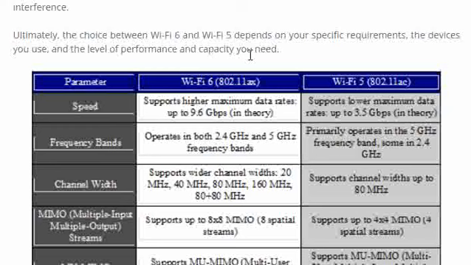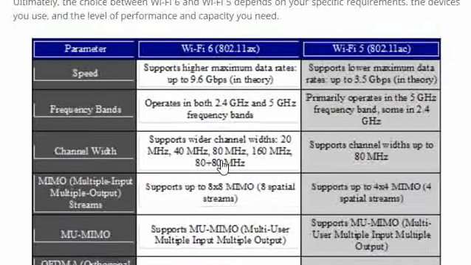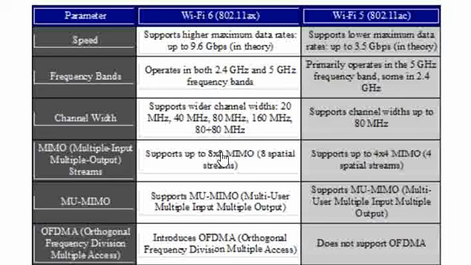Wi-Fi 5 uses only up to 80 megahertz channel width, whereas Wi-Fi 6 has various channel widths like 20, 40, 80, 160, and 80 plus 80 megahertz. So various bandwidths are being supported here on Wi-Fi 6, and MIMO, which is multiple input, multiple output streams. Eight spatial streams are supported in Wi-Fi 6, whereas four spatial streams are supported in Wi-Fi 5, and multiple user MIMO is basically supported in both Wi-Fi 5 and Wi-Fi 6.